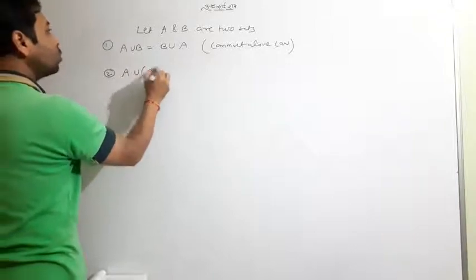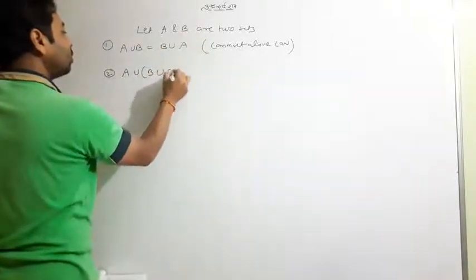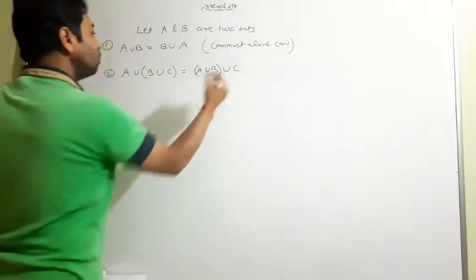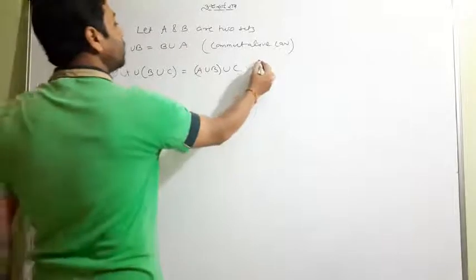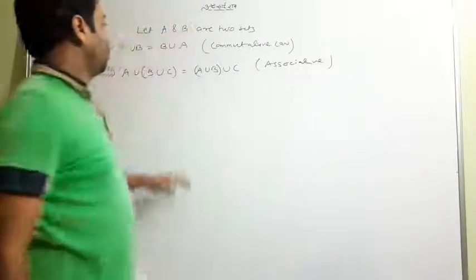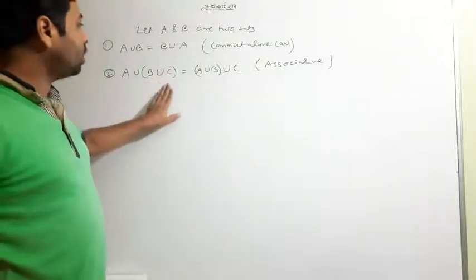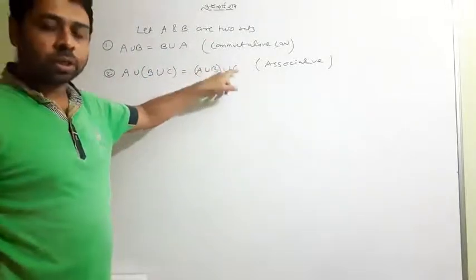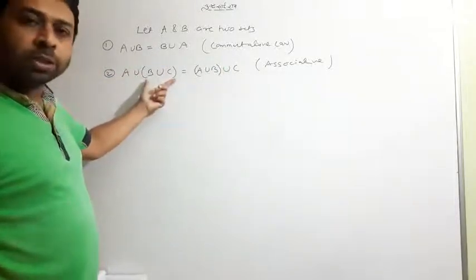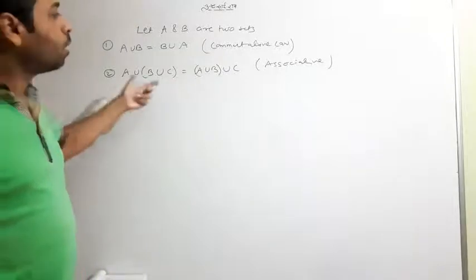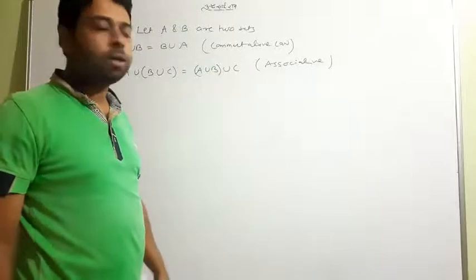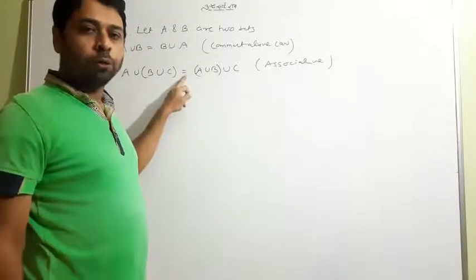Suppose C is also one set. This is called the associative law. A union (B union C) equals (A union B) union C. One can simply understand we have three sets. First we find B union C and then take the union with A, or first you find the union of A and B, then find the union with C. All will be equal.